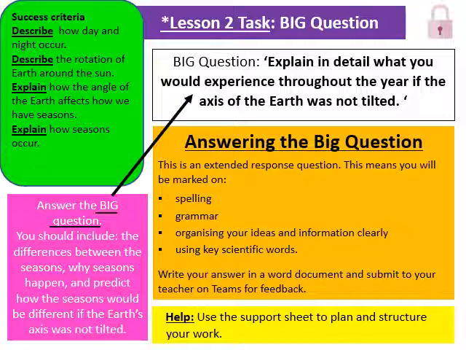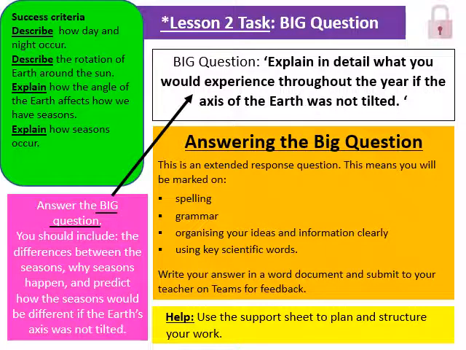The apply task then for the lesson on earth and the earth's movements is to answer this big question. The big question is explain in detail what you would experience throughout the year if the axis of the earth was not tilted. So in your answer then, you need to make sure that you're including the differences between the seasons, why you think seasons happen, as well as predicting how seasons would be different if the earth's axis was not tilted. To do this, I suggest you go back through your notes from today's lesson. We've covered in lots of detail about why seasons happen, the impact of the Earth's axis being tilted.